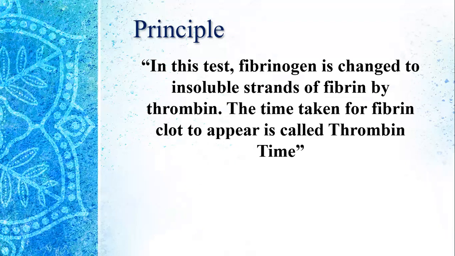In this test, fibrinogen is changed to insoluble strands of fibrin. Please focus on the wording. What happens in the test? Fibrinogen is changed to insoluble strands of fibrin by thrombin. The time taken for the fibrin clot to appear is called thrombin time.